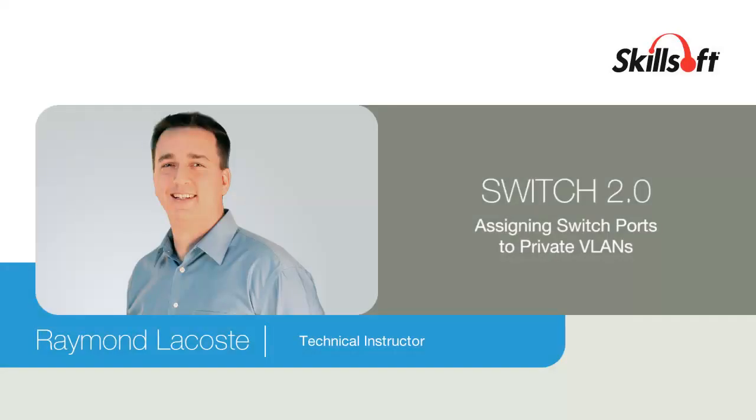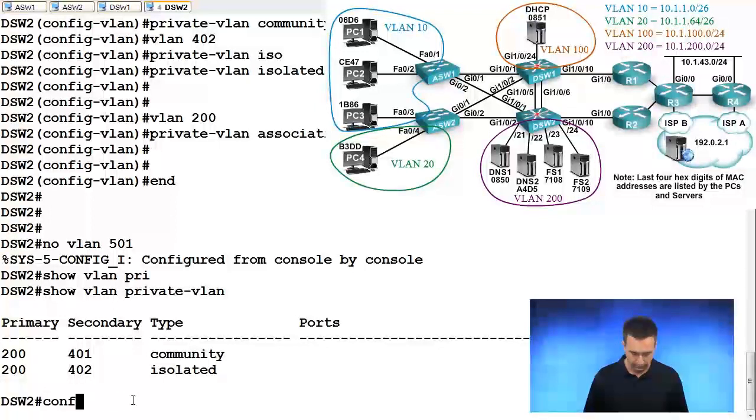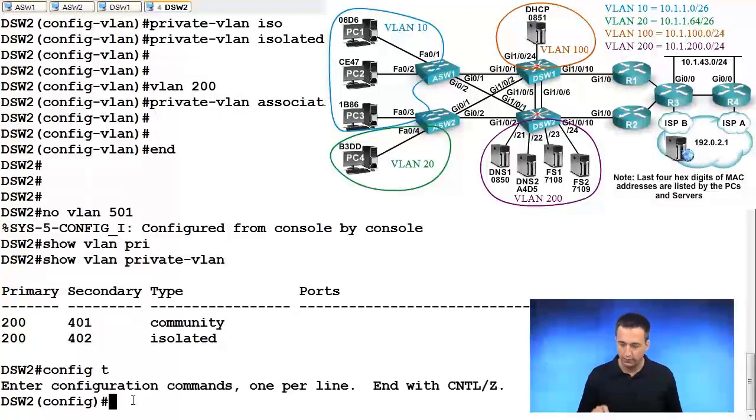Notice there's no ports associated with our isolated and community VLANs just yet. So let's do that configuration now. Configure terminal. And let's focus on DNS1 and DNS2 right now. Those ports are Gigabit Ethernet 21 and 22. So we can use the interface range command since they are both going to have the exact same configuration.